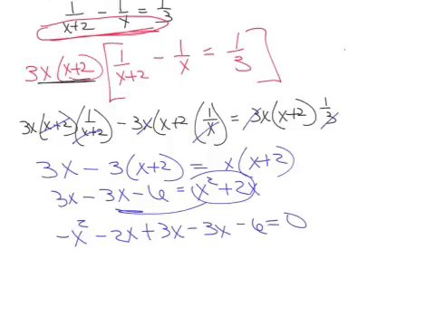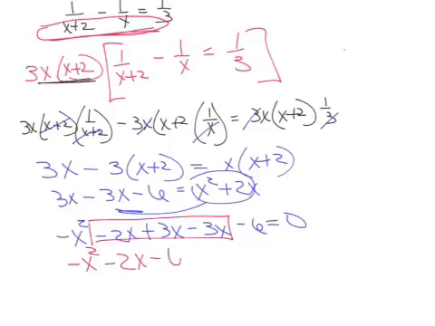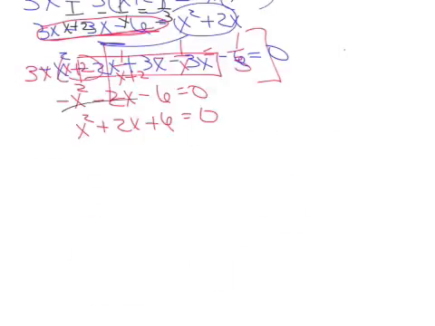Okay. Now let's combine everything. We can take all of this here. And then I'm just going to change all of the signs so that the number in front of my x is actually positive. Okay, so there's what I've got to use my quadratic formula for.